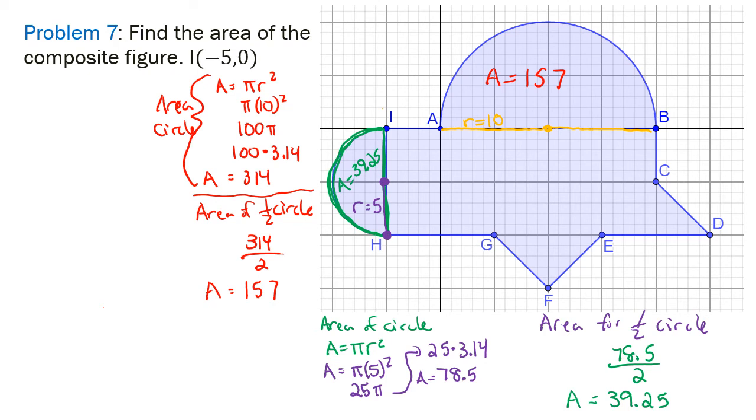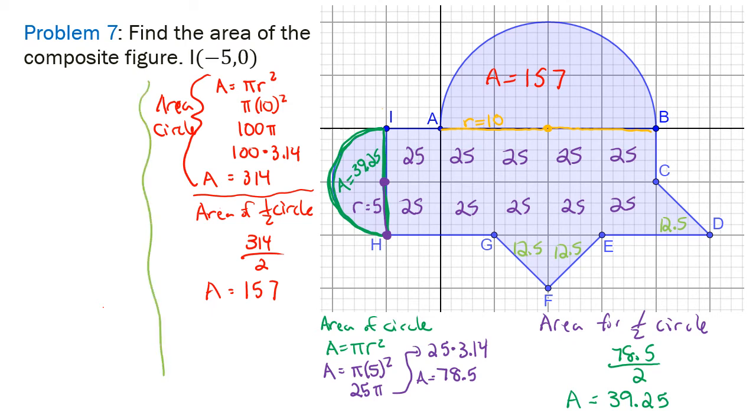So now I know the areas of the two half circles. Now I'm going to write in the areas for all the others. So 25, 25, 25, 25, 25, 25, 25, and so on. We have our little triangles. Now they are the smaller triangles, which means you have the area of 25 for the whole square. The triangle is half of that square. So you've got 12.5, 12.5, 12.5. And now we can add up all these numbers for the composite figure to find that area.